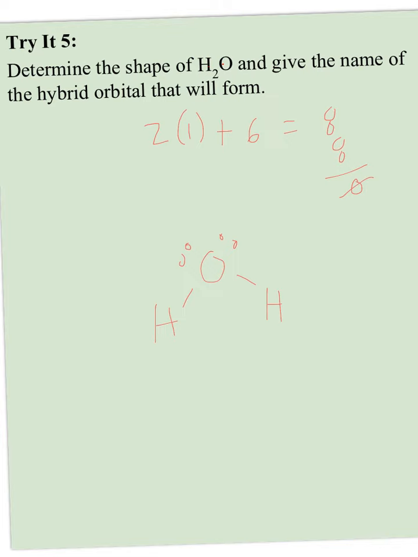And again, even if I had drawn this to look linear, like so, because there's 2 lone pair, I know this is going to be a bent-shaped molecule, and it's used 4 orbitals, so it's still an sp3 hybrid orbital.